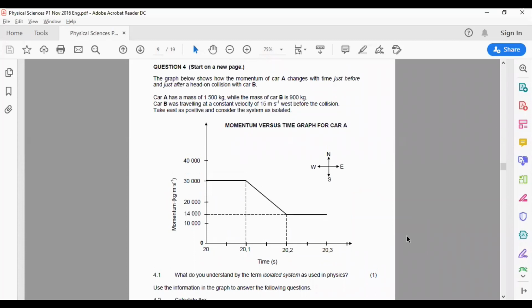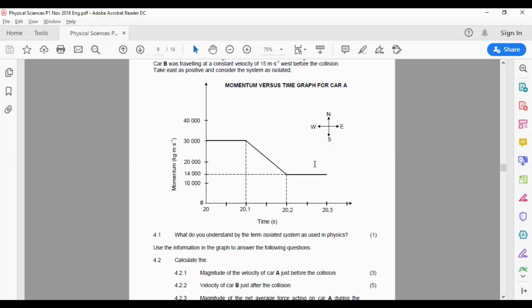Question 4, the graph below shows how the momentum of car A changes with time just before and just after a head-on collision with car B. Car A has a mass of 1,500 kilograms, while the mass of car B is 900 kilograms. Car B is traveling at constant velocity of 15 meters per second west before the collision, and they gave you a nice little compass here, so you know where west is. Take east as positive. Now that's an instruction. Take east as positive and consider the system as isolated.